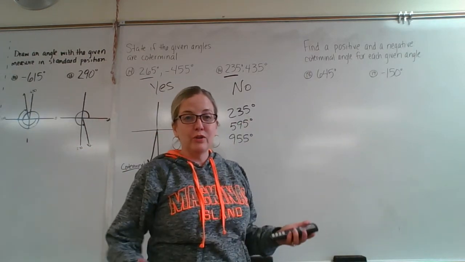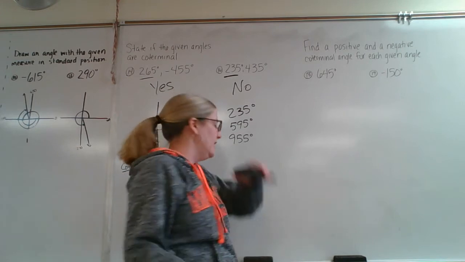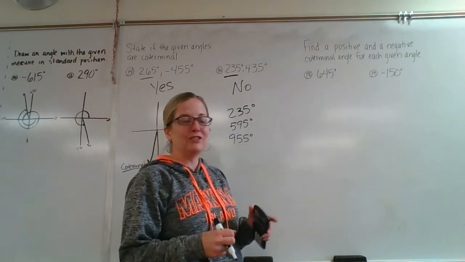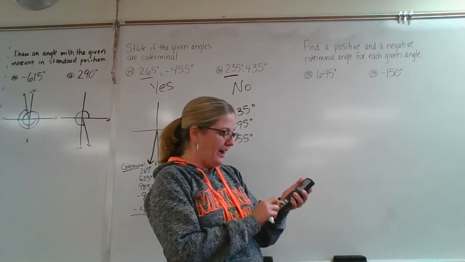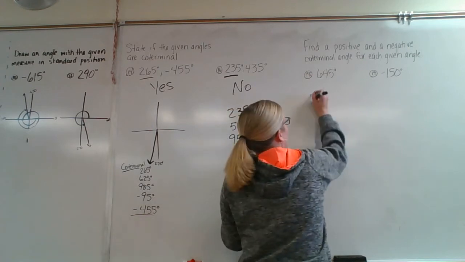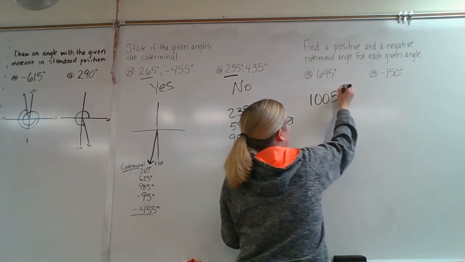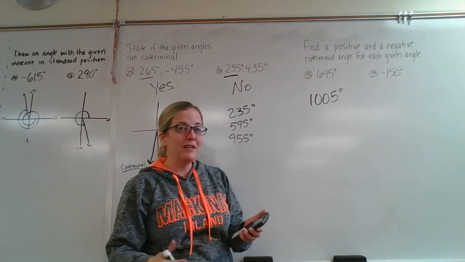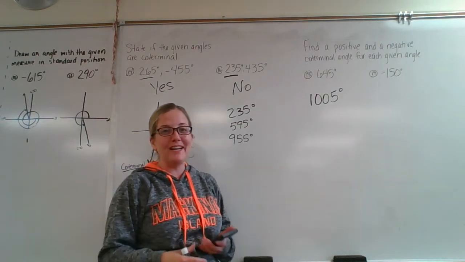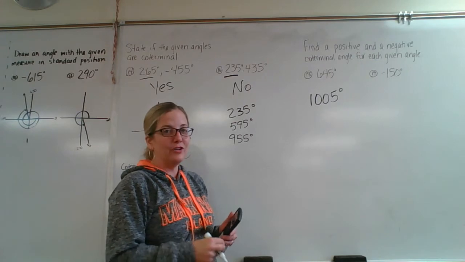Okay, that leads me to find a positive and negative coterminal angle. What do we do to find coterminal angles? Add and subtract. Sorry, too much talking. Add and subtract 360 degrees, right? Okay, let's take 645 and add 360 degrees. One possible answer is 1005 degrees. Is there more than one possible answer? Yes, because I can add 360 all day long and never stop and get more and more answers. Just do it once and you're golden.